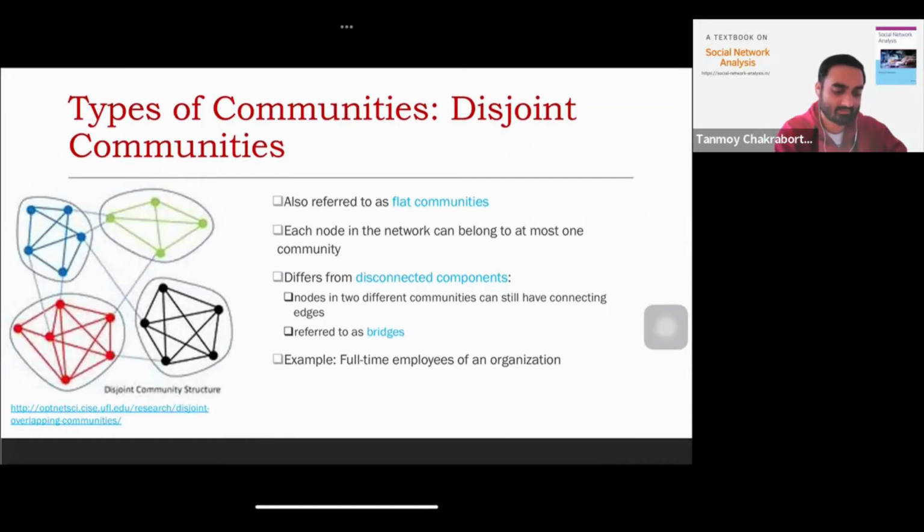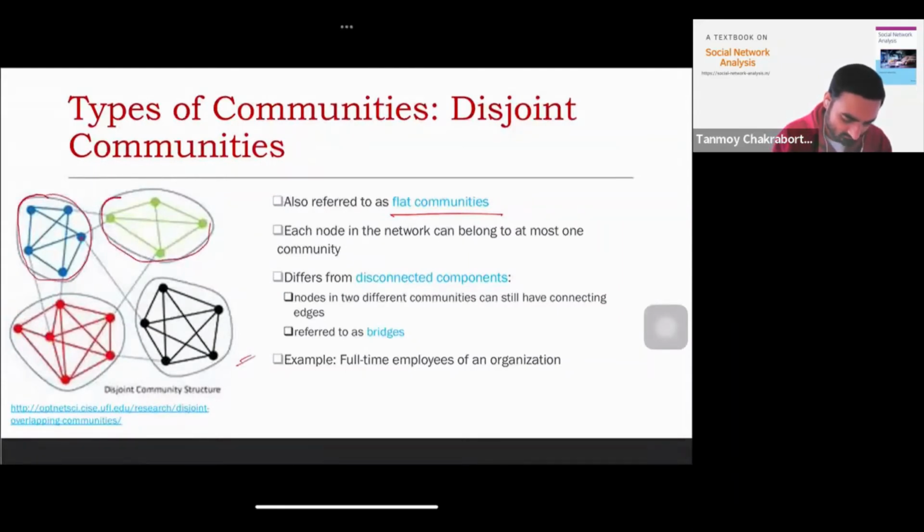Roughly speaking, there are essentially 3 types of communities, but when we discuss, we say that there are 4 types of communities. Now, based on the structural properties, the first type of community is called flat community or disjoint community. Disjoint community means those communities where a node can be a part of at most one community. As you see here in this network, each node is a part of only one community.